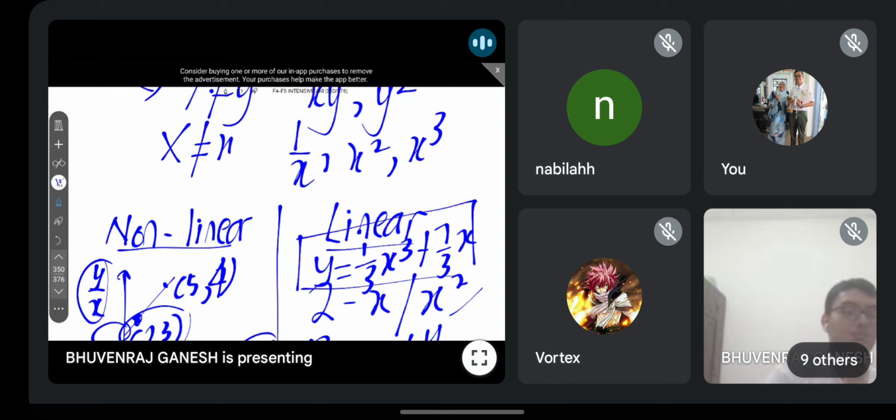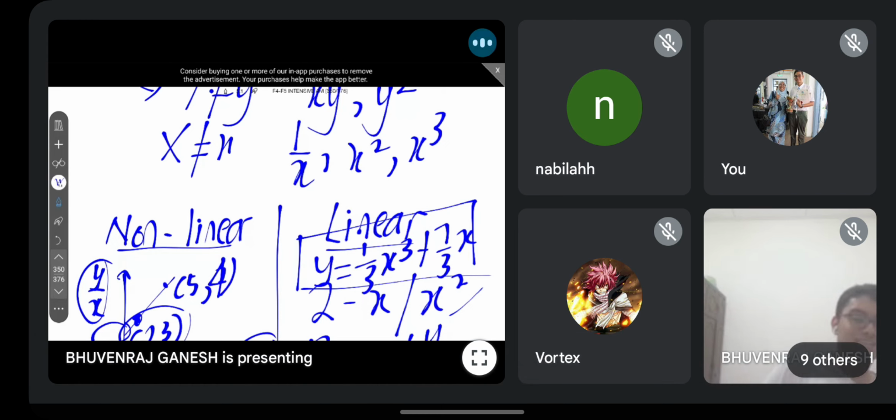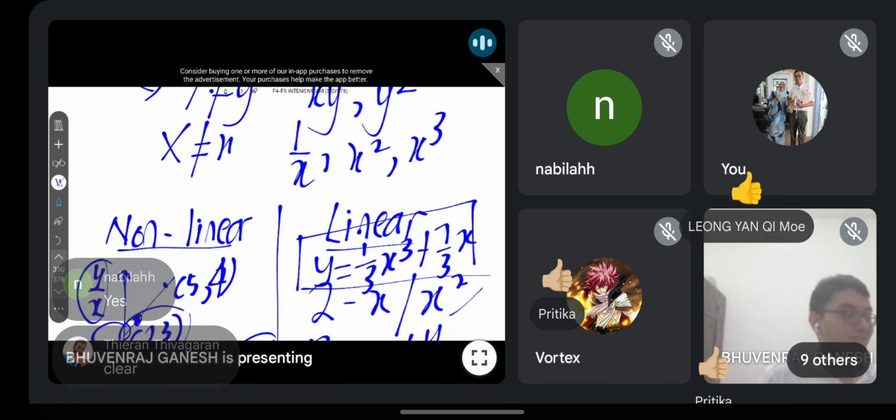Ini adalah hubungan linear kamu. Okay guys, are you clear? Until here, everyone, please respond. The others here, you all silent only. Got so many just now. Okay, clear, so I proceed.